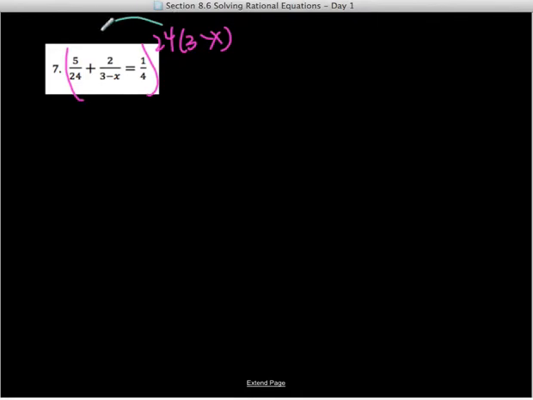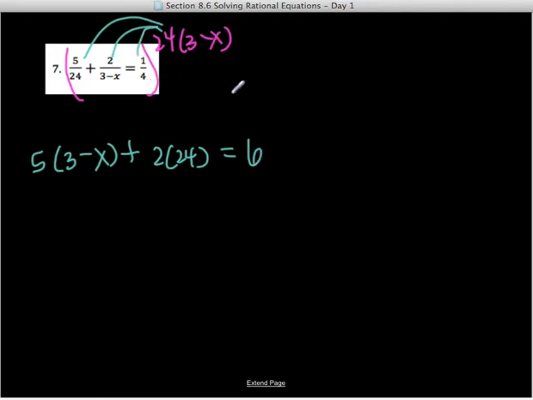So if I take this times my numerator here, I'm going to have 5. The 24s will cancel, so I will have 5 times 3 minus x. Plus, now when I do this, I would have 2, because the 2 is going to stay, times 24. But my 3 minus x's this time will cancel. Will equal, 24 divided by 4 will give me 6. And I will have 3 minus x.